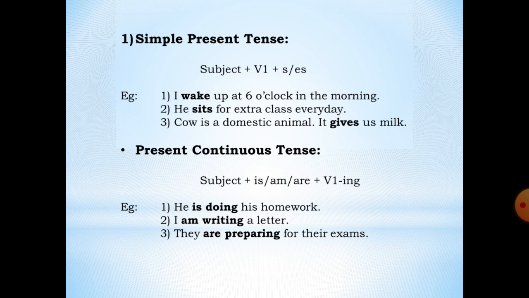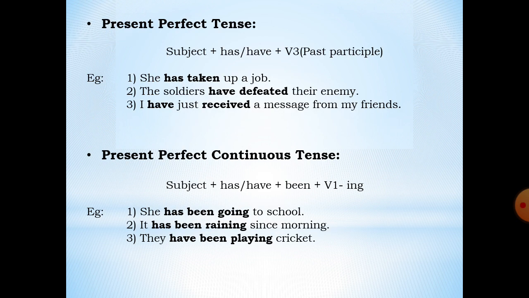Now the next form of present tense is present perfect tense. Now here perfect is there. So again I have created a formula. Subject, meaning noun or pronoun, plus has or have. So when present perfect is there, you have to remember that instead of is, am or are, you have to use has or have. Has goes with a singular subject and have goes with a plural subject.